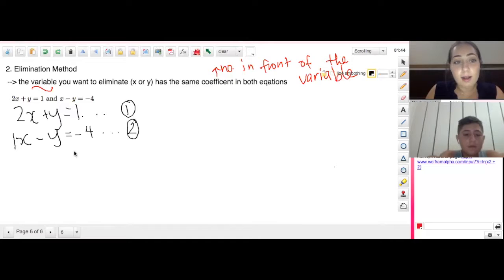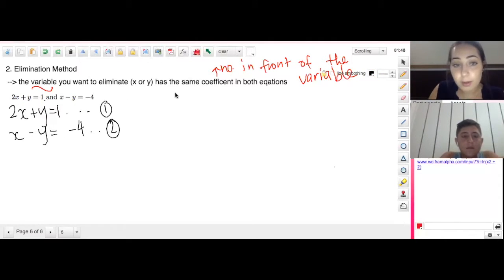So then we consider y. In equation 1, y has a coefficient of 1, and in equation 2, y has a coefficient of negative 1. So in this case, they do not have exactly the same coefficient, but the same value, and that's what we're after. They both have a value of 1, even though they're opposites. As long as they have the same value, then we can eliminate them. So in order to eliminate positive 1 and negative 1, we simply need to add them together.